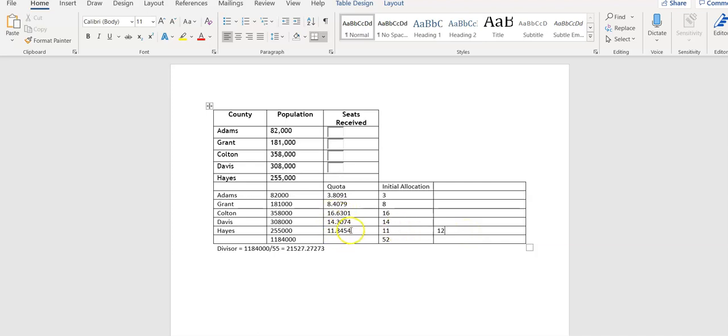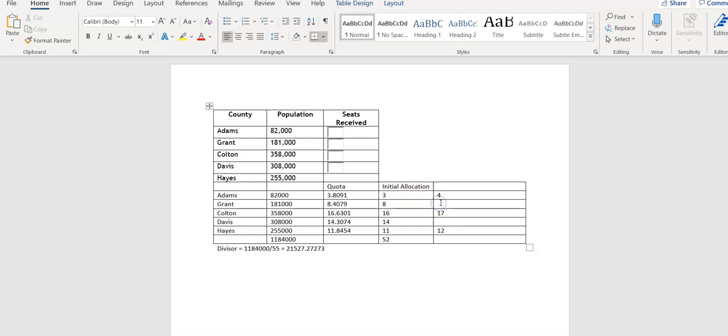So let's find the next biggest one after that one. Well, that would be this one, 8091. So Adams gets another seat. And we need 1 more because that's going to be 54. So let's see. Next biggest one will be 6301. That's Colton. And they get 1 more seat. So instead of 16, 17.